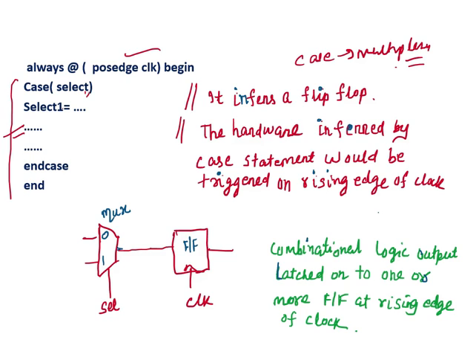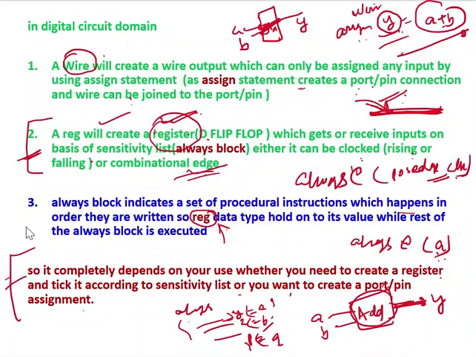If it is S0 and S1 inside this case, then definitely it is a 2-bit multiplexer. But here this is a sequential design, because we have a flip-flop, because clock is there, then multiplexer is there. How? If you remember this line, it completely depends on your use, whether you need to create a register and take it according to the sensitivity list, or you just want to create a port or pin assignment.